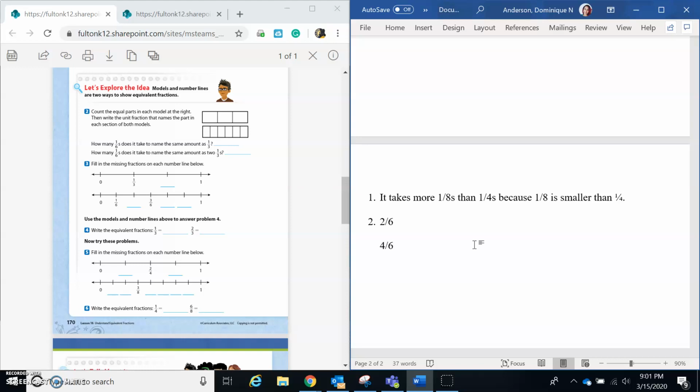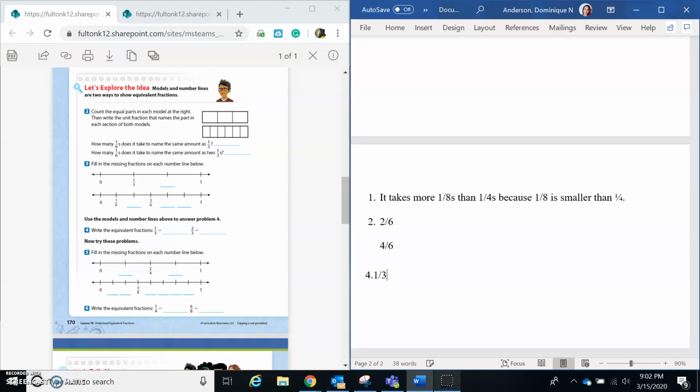Pause the video and press play when you're ready. Alright, so now that your number line is labeled, we should have 1/3, 2/3, and then 1/6, 2/6, 3/6, 4/6, 5/6. If you didn't have these labeled correctly, go ahead and fix them. Number 4 says write the equivalent fractions.